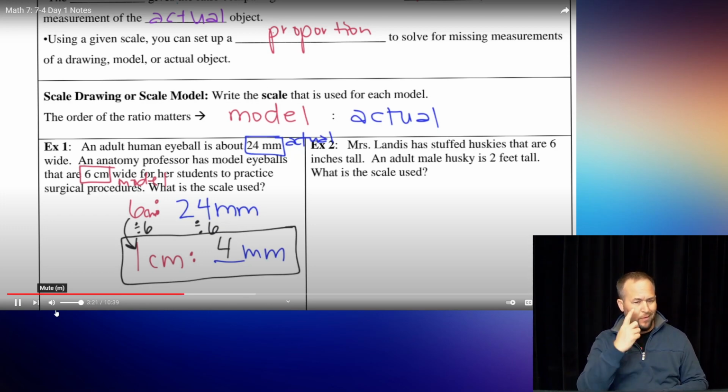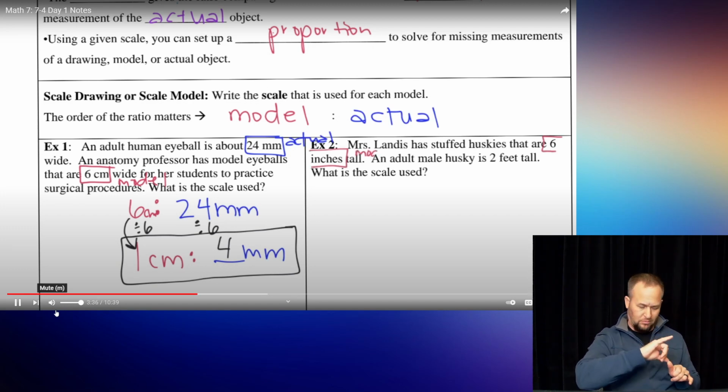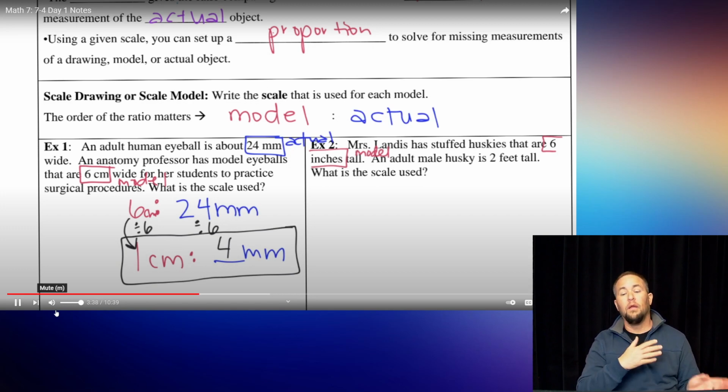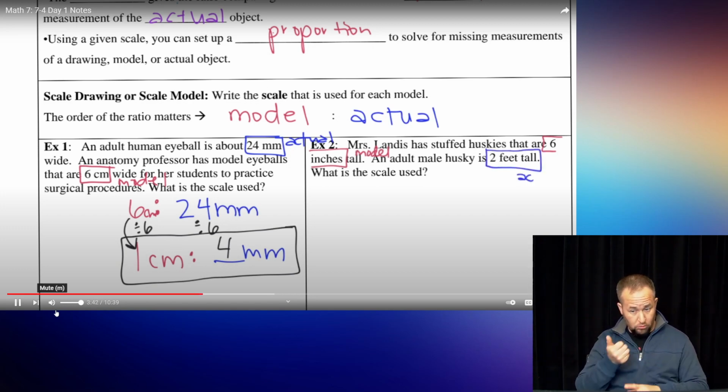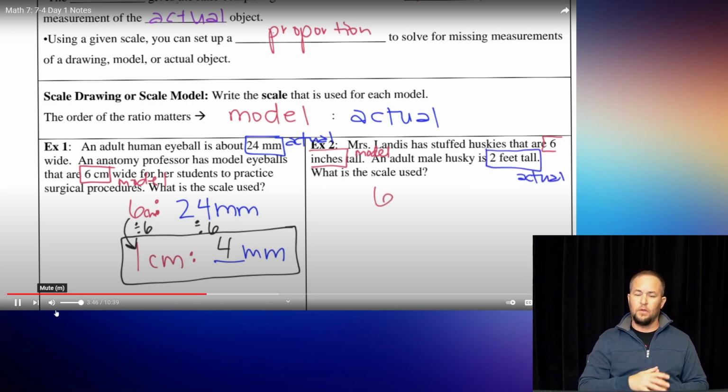Okay, moving right along. Miss Landis has stuffed huskies that are 6 inches tall. An adult male husky is 2 feet tall. So I'm going to identify which one's the model, which one's the actual. Stuffed huskies, therefore this right here, this 6 inches is going to be our model. And then our 2 feet is going to be our actual. So while we start with our model, we've got 6 inches, which is represented by 2 feet.